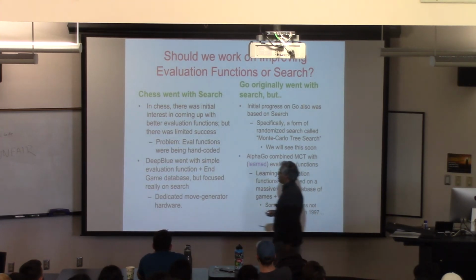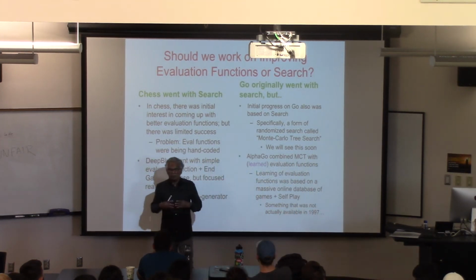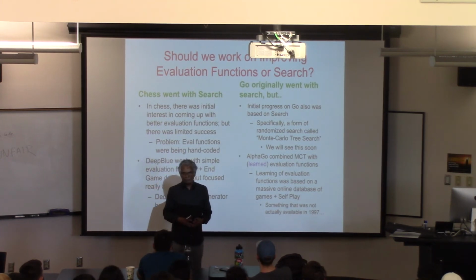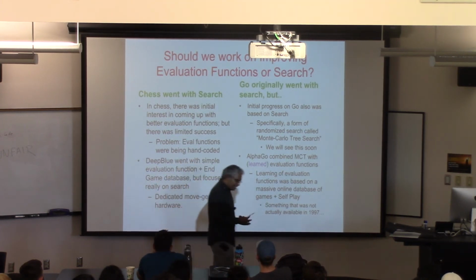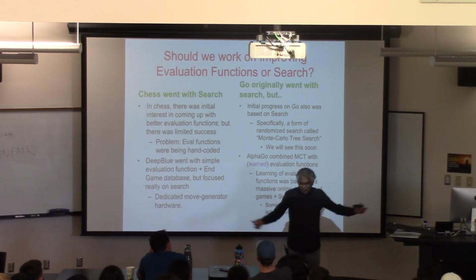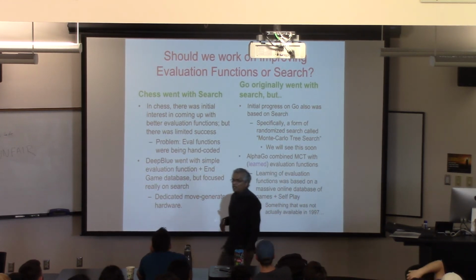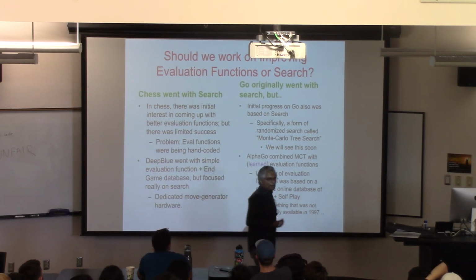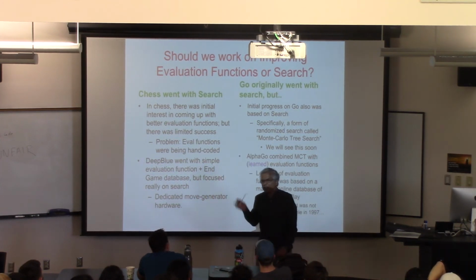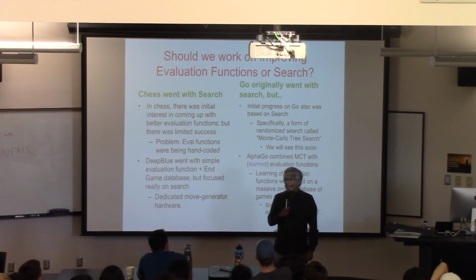Instead, they focused on search, doing search blindingly fast. In fact, at that time, they had different people working on chess programs. Some people would try to improve their evaluation functions. Some people would try to just improve the raw speed of the search. And as it happened, the people who were improving the raw speed of the search wound up doing better in terms of beating the grandmasters.